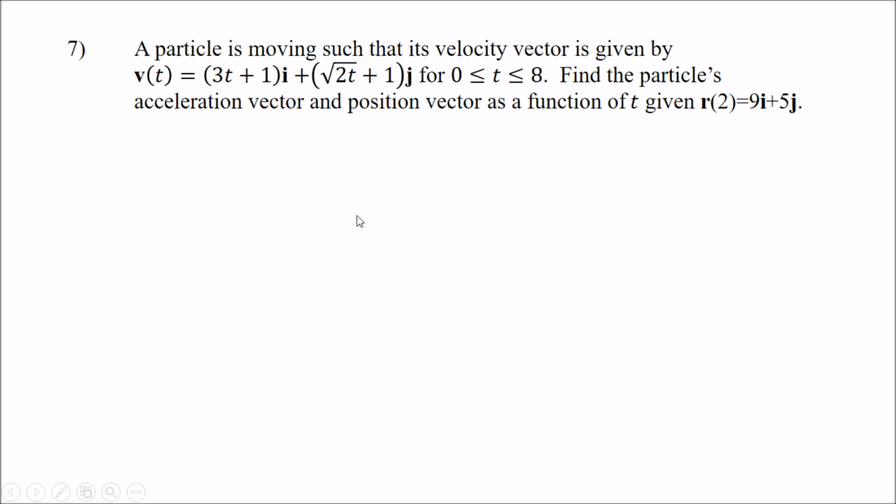And finally, for our last problem, suppose we were given this situation. The particle is moving such that its velocity vector is given by v of t equals the quantity 3t plus 1 i plus square root of 2t plus 1 j for t between 0 and 8. Find the particle's acceleration vector and position vector as a function of t, given r of 2 equals 9i plus 5j.